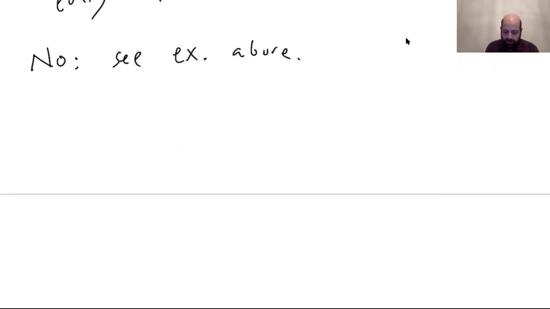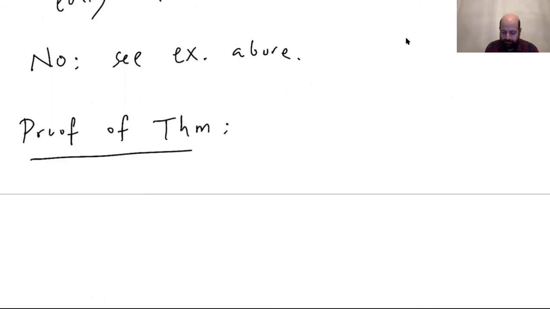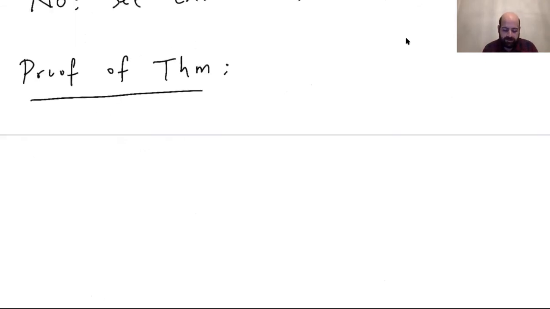Okay, so now the proof of the theorem. I'm going to use expected values, which was the same idea as the last lecture, and also 2 facts that we mentioned last time. Let me again mention them briefly.